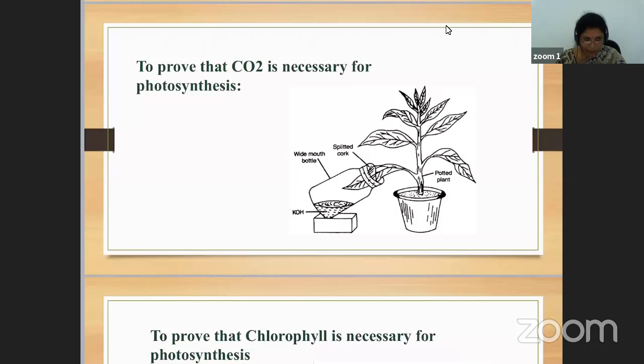What are the different types of heterotrophic nutrition? Parasitic nutrition, saprophytic nutrition, insectivorous plants, and symbiotic nutrition.